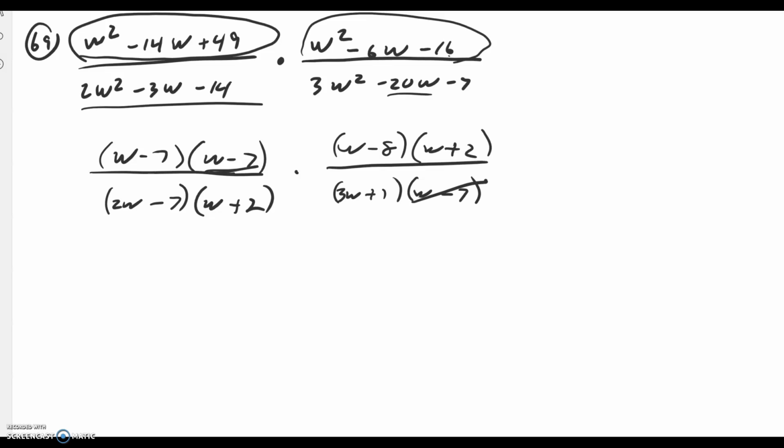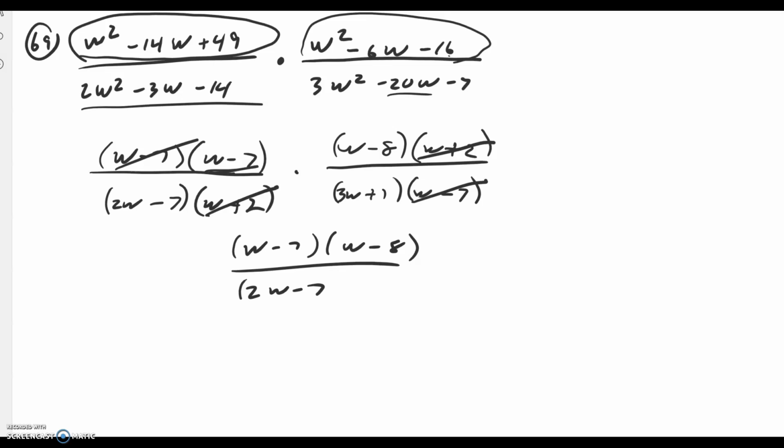So this w minus 7 cancels one of these two. This w plus 2 cancels this one. And it looks as if I'm done canceling. And so we're done.